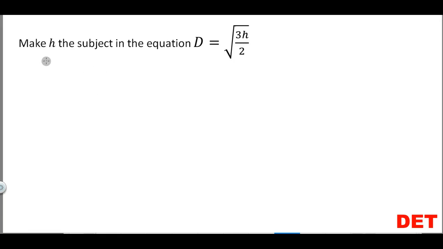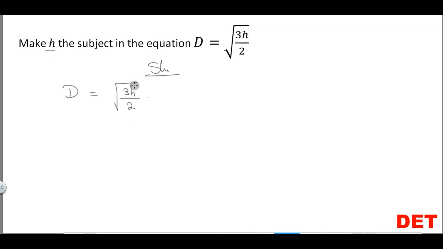Alright, so here I'm looking at this question. The question is, make h the subject in the equation d equal to the square root of 3h over 2. So the equation there is d equal to the square root of 3h over 2.